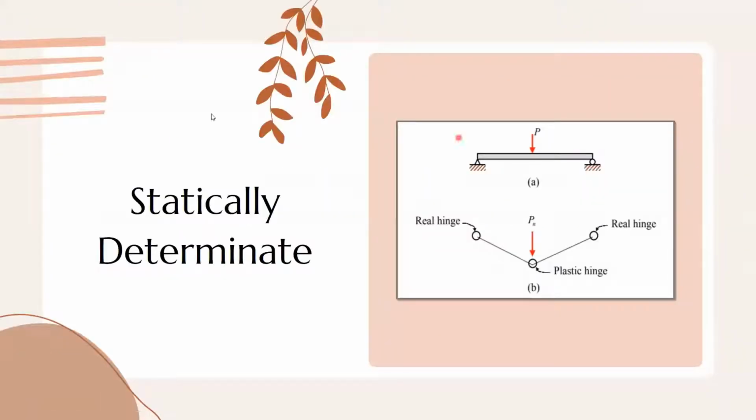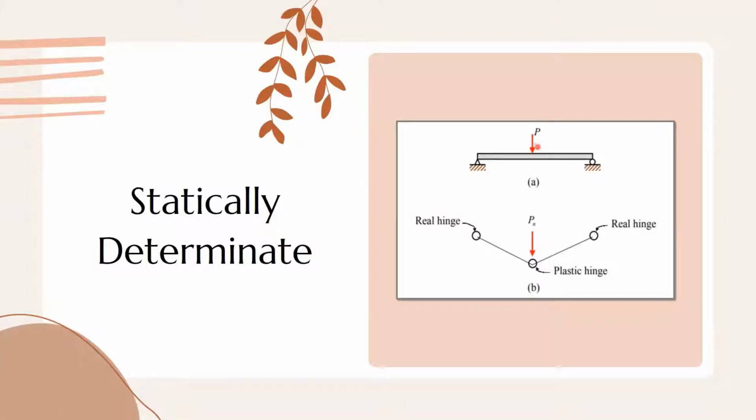For a statically determinate beam, it will fail if one plastic hinge is developed. Consider the simple supported beam that has a constant cross-section and is loaded with a concentrated load P at midspan. Di ba pag sinabi nating hinge, hindi siya nagre-resist ng moment. So dito, yung real hinges ay manggagaling sa support. Pag hindi nagre-resist ng moment, considered siya as real hinge.